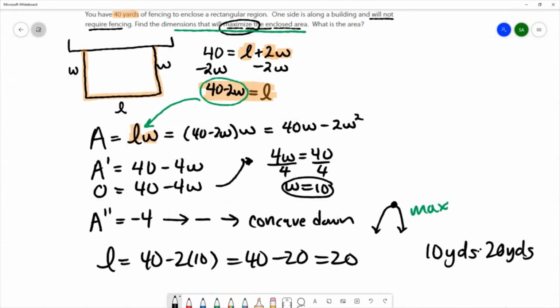Those are our dimensions, and our area will be 10 times 20, which is 200 square yards. So the maximum enclosed area is 200 square yards, and we achieve that with a width of 10 and a length of 20.